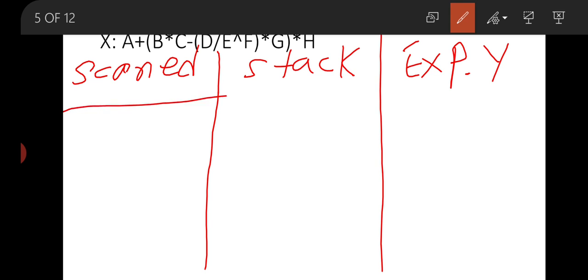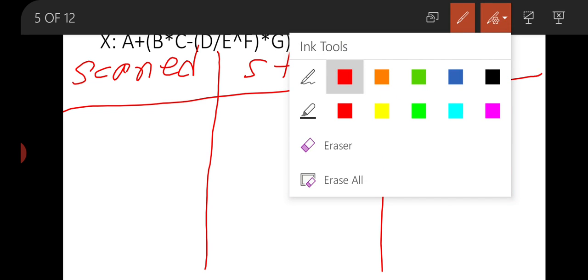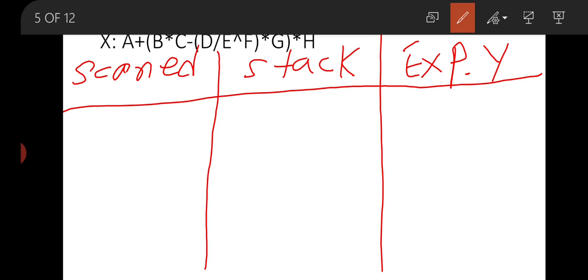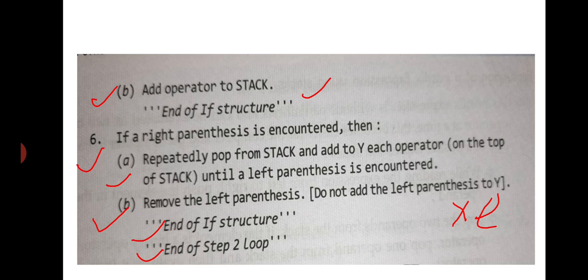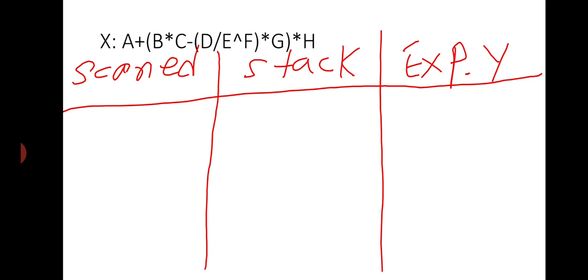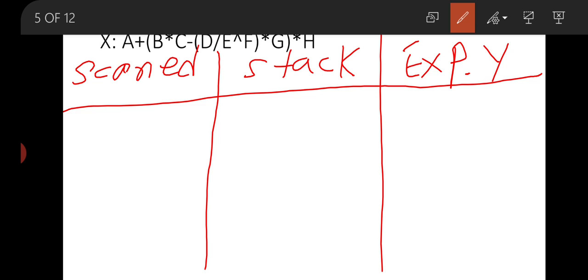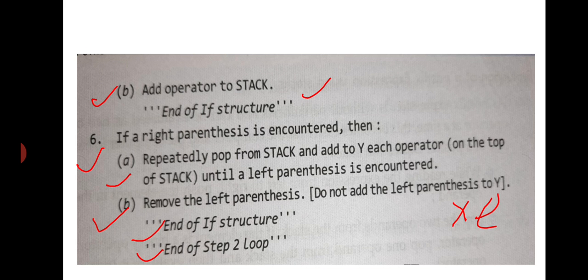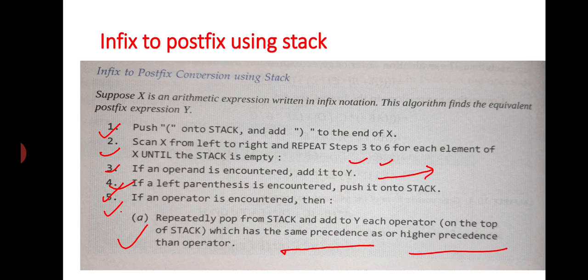Now if we are going to convert the expression, first of all, by using our algorithm, our first step is push left parenthesis onto stack. Now we are going to put left parenthesis into stack, and first of all we have scanned a, and we are going to put the left parenthesis in stack.